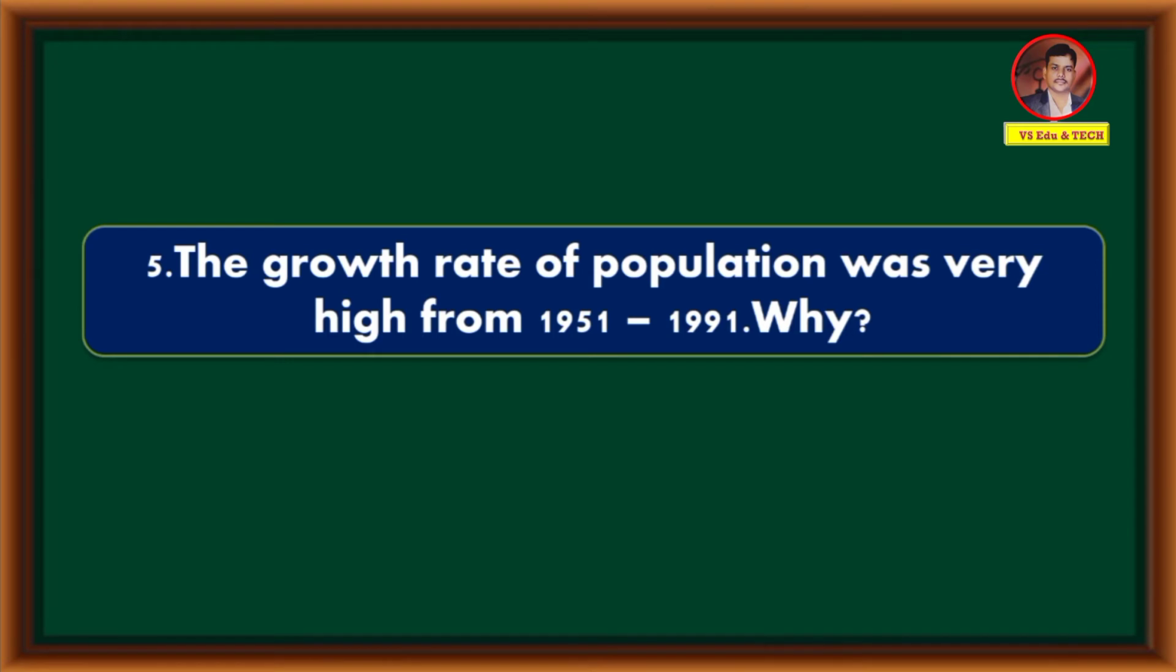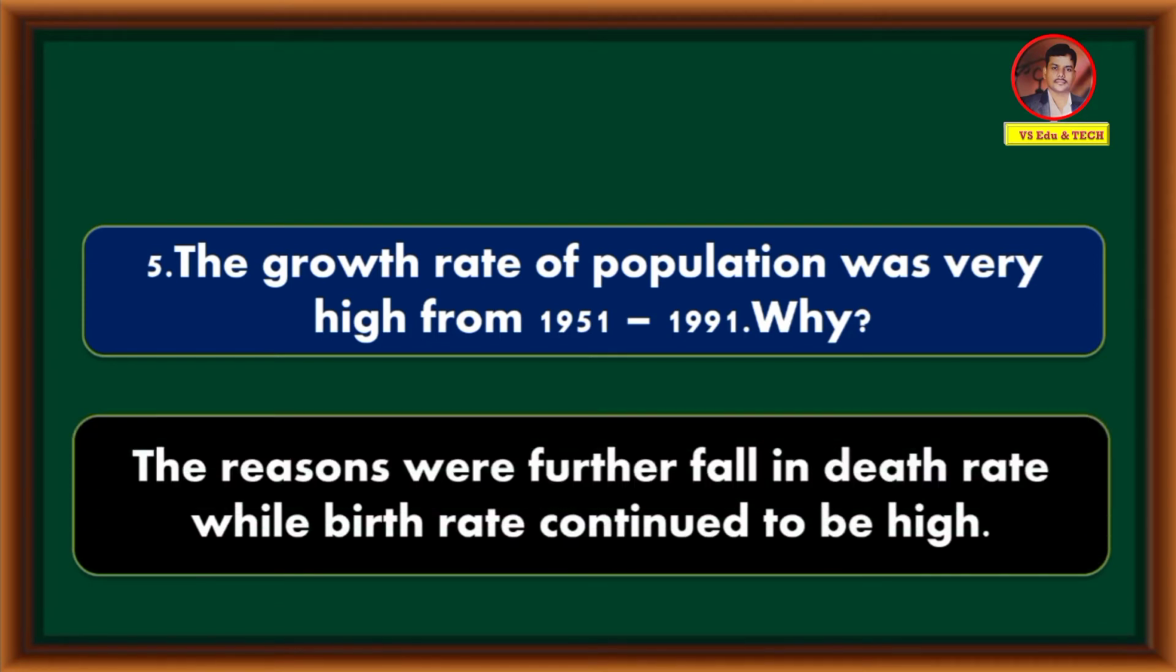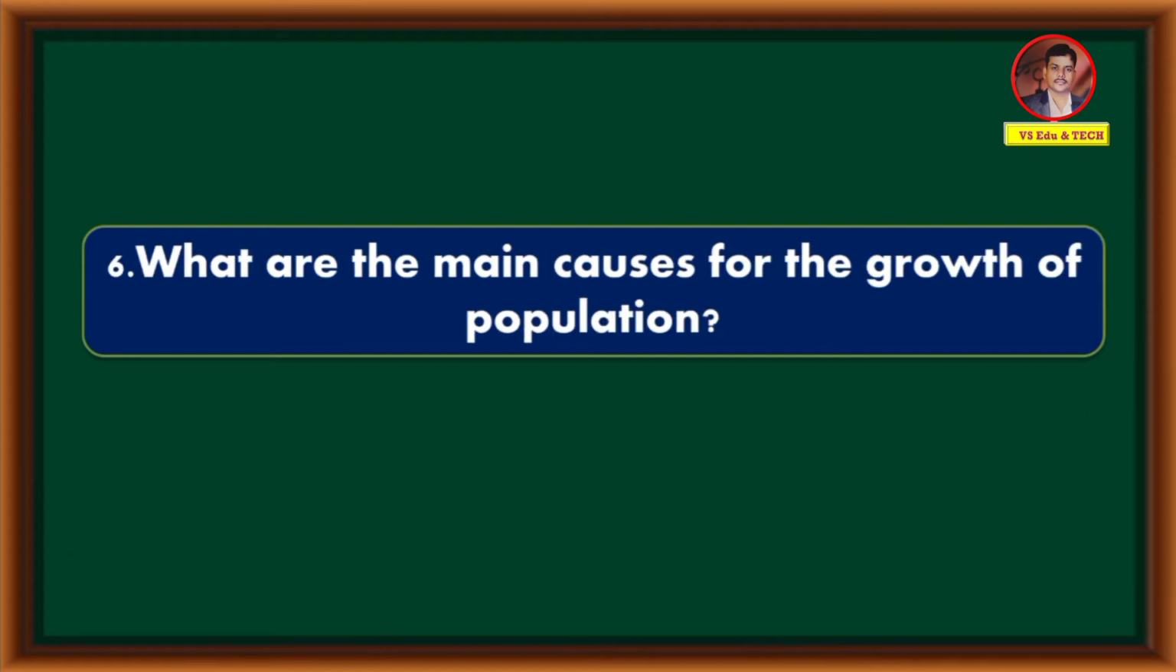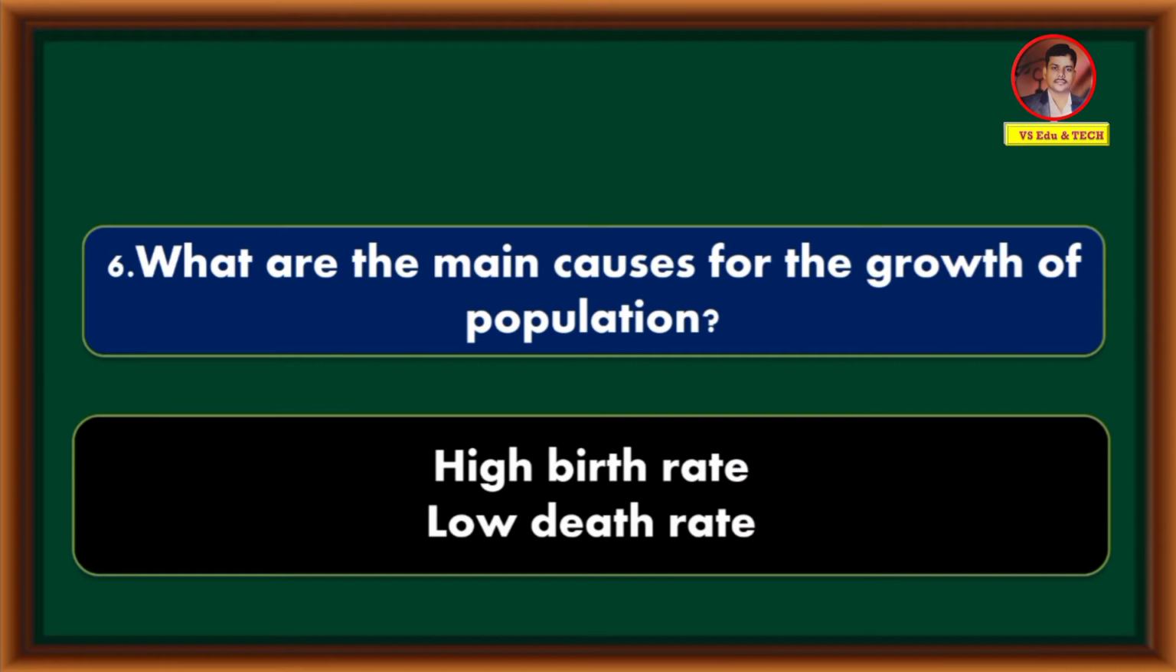The growth rate of population was very high from 1951 to 1991. Why? The reasons were further fall in death rate while birth rate continued to be high. What are the main causes for the growth of population in India? High birth rate and low death rate.